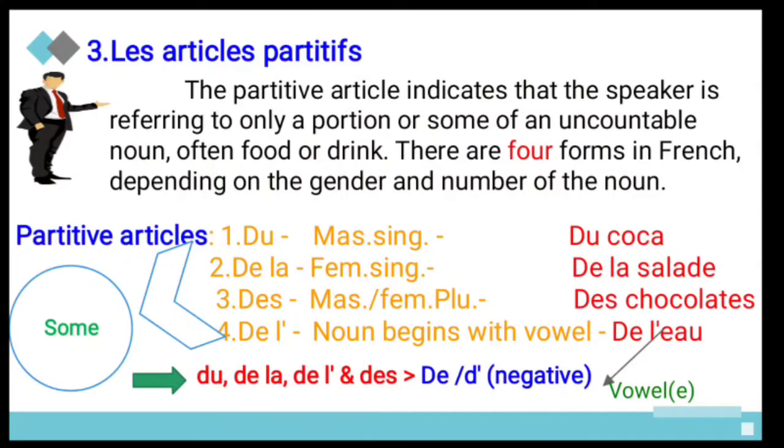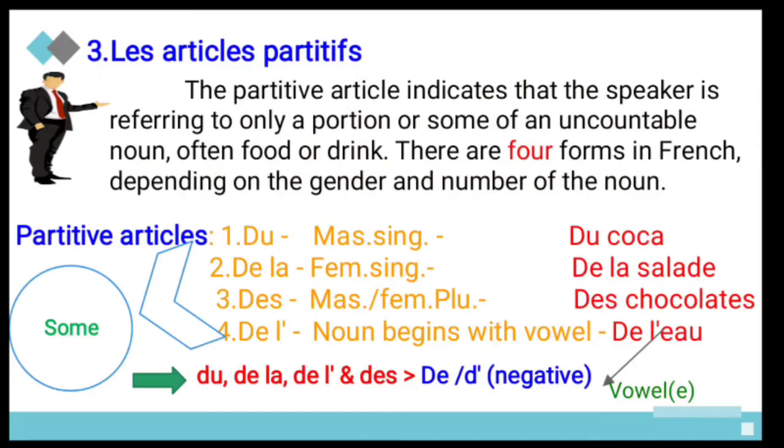Let us move to the third one, les articles partitifs, the partitive article. So partitive article means what? It's a partial noun only, a part of something that has been divided. Let us see the definition. The partitive article indicates that the speaker is referring to only a portion or some of an uncountable noun, often a food or drink, and there are 4 forms in French depending on the gender and the number of the noun.